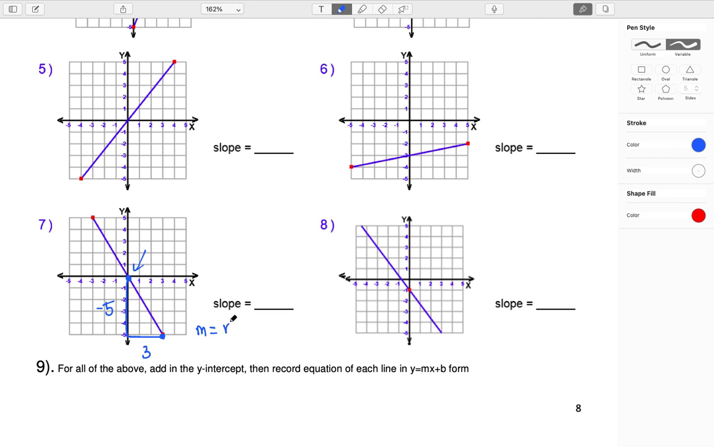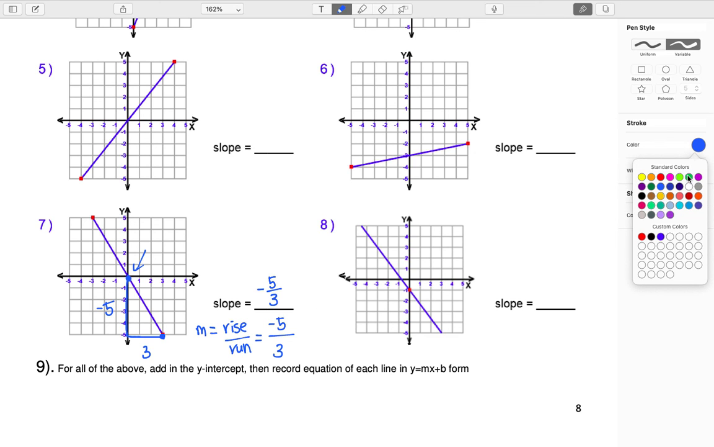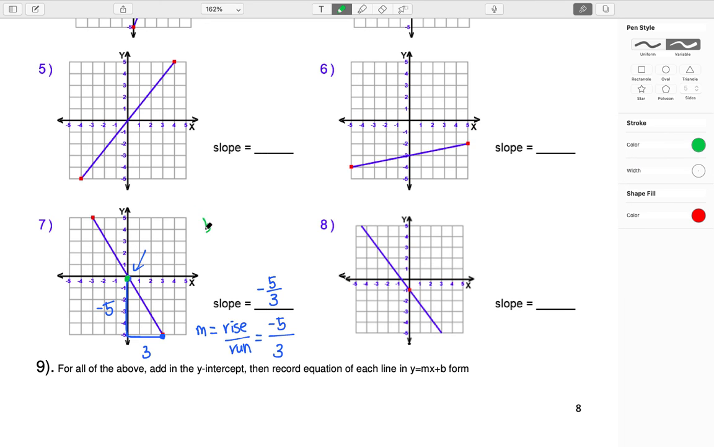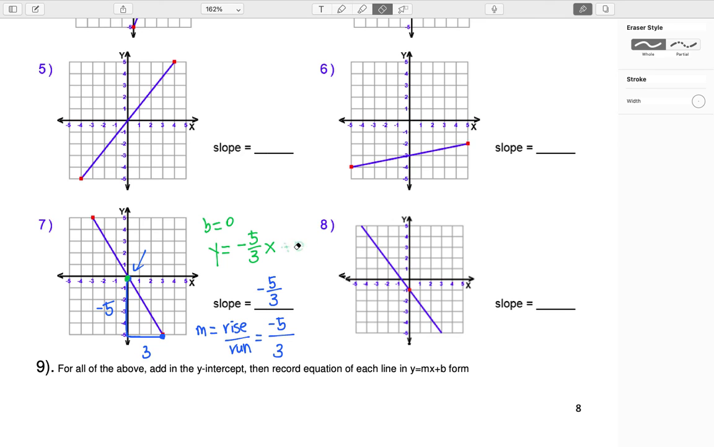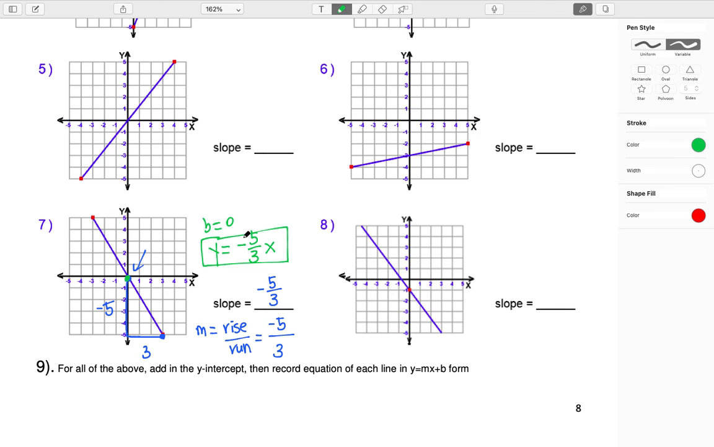So slope is rise over run. Rise, I'm going down by 5, and run, I'm going to the right by 3. So slope is -5 over 3. And in this case, let's look at the y-intercept. It looks like my graph has y-intercept equals 0. So therefore, y = -5/3 x, and then it's +0. But +0 is just invisible, so you don't have to write it. So therefore, the equation of this line is this.